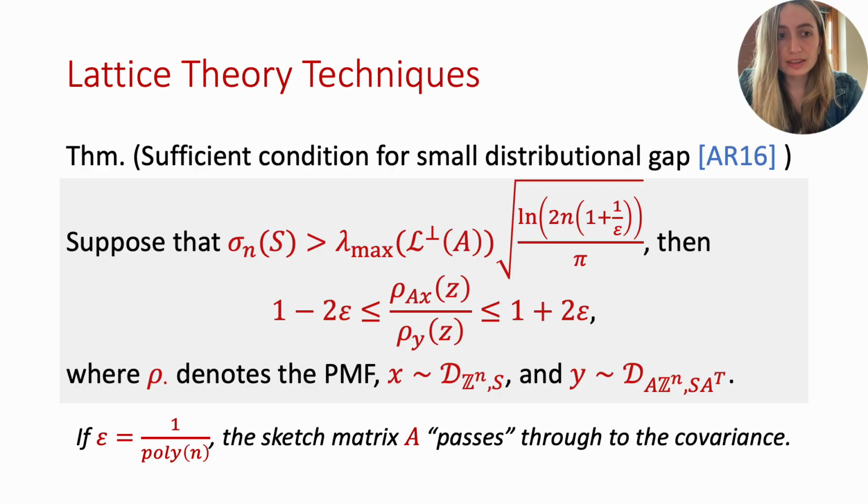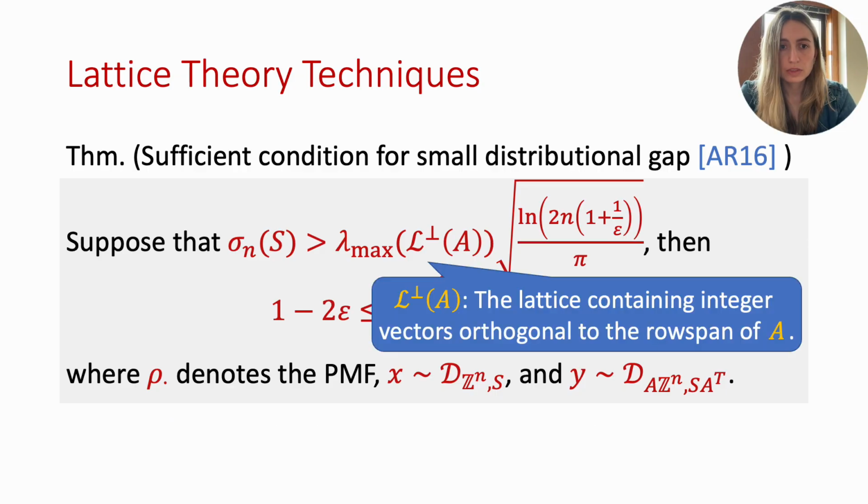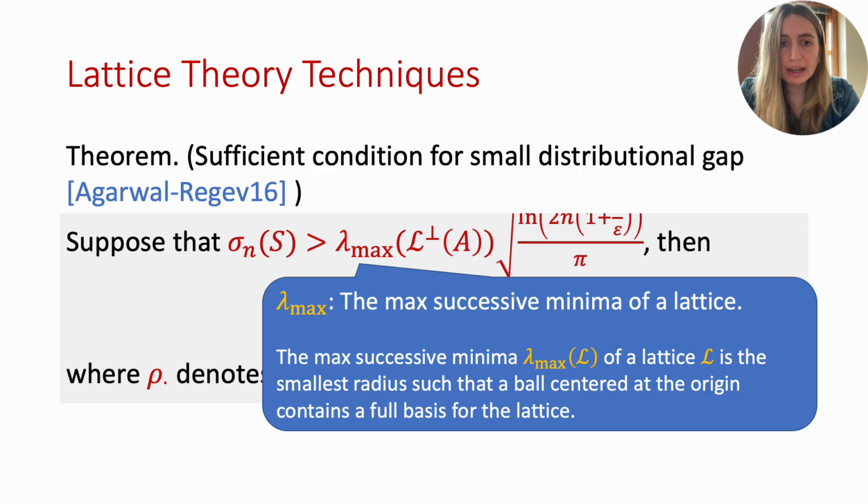And now if we set this epsilon parameter to be 1 over poly n, the sketching matrix will pass through to the covariance as we wanted. Now, to describe this condition a little bit more, L-perp of A is the lattice containing integer vectors which are orthogonal to the row space of A. And lambda max is the maximum successive minimum of the lattice. This is the smallest radius such that a ball centered at the origin contains the full basis for this lattice.